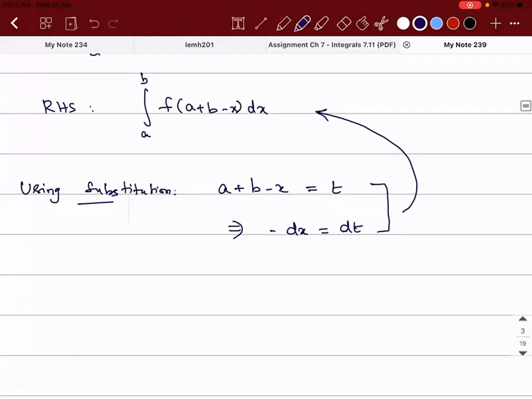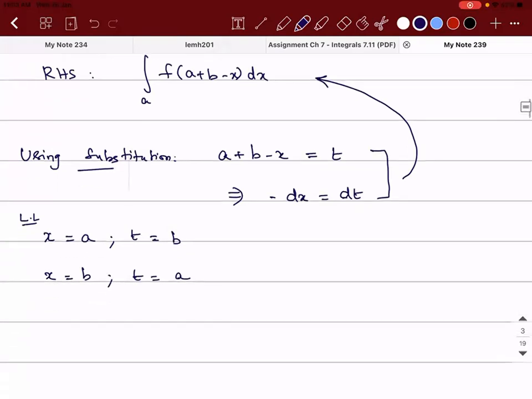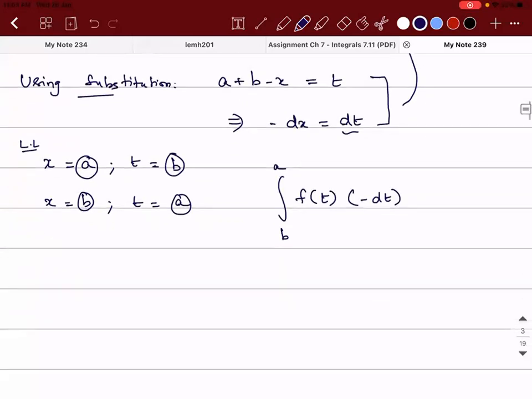Similarly, I know about the limits also. When x is equal to a, the lower limit, what will be the value of t? t will be equal to b. Similarly, when x is equal to b, then t is equal to a. So in the place of a, I can replace it with b, and in the place of b, I can replace it with a. f of a plus b minus x is going to be t. And in the place of dx, I can substitute minus dt. So this is the same as, observe, minus integral of b to a f of t dt, which is equal to integral of a to b f of t dt.